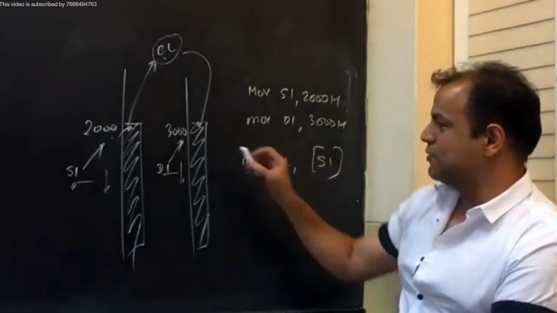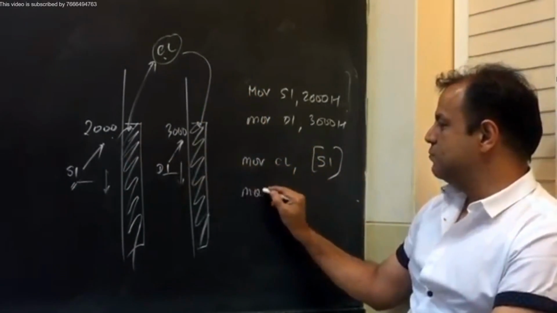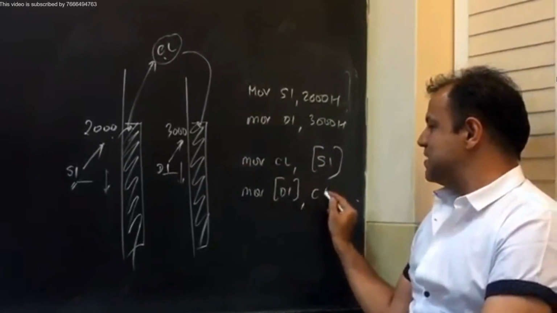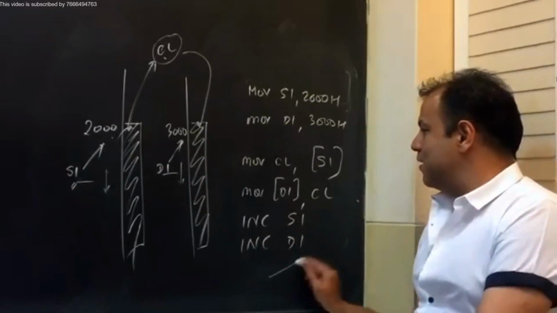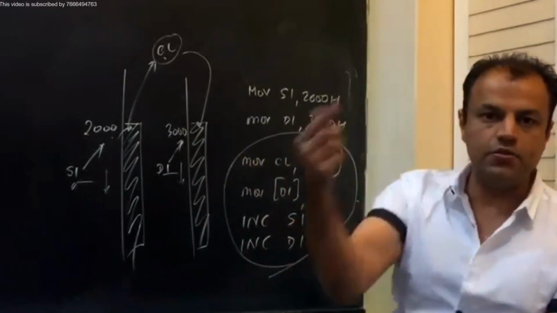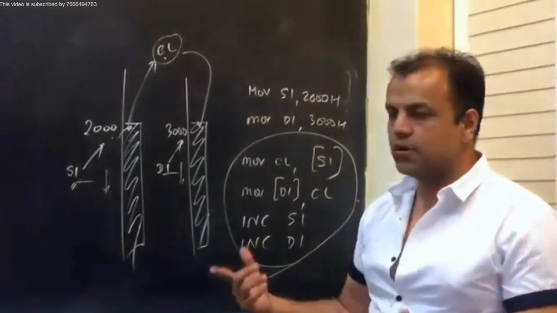So you take the data from the location pointed by SI, store it at the location pointed by DI. Move square bracket DI, CL. Now what? Increment SI, increment DI. Put this procedure in the loop. The only thing you don't know so far is how to make a loop. If I get a chance, I'll make a video for doing that. Once you know that, you know how to write this program.